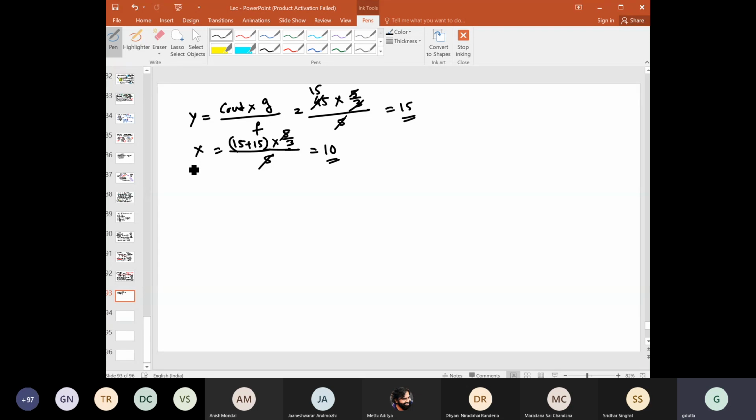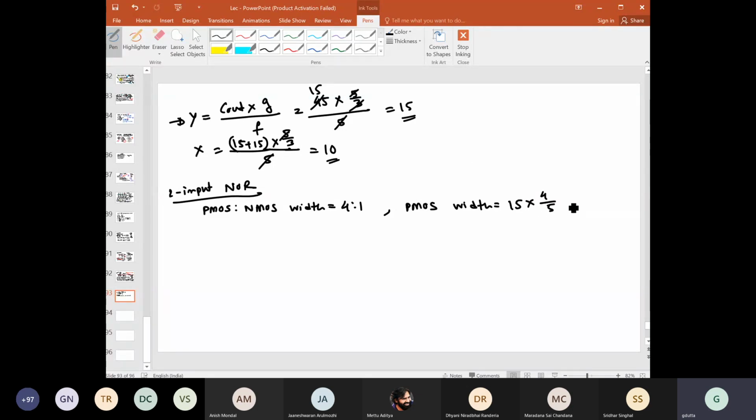Now the transistor sizing. So let us start with this 2 input NOR gate. What is the ratio of PMOS to NMOS width? 4 is to 1, right? So then what would be the PMOS width? Out of 15, it will take 4 out of 5, right? And what would be this NMOS width? It will be 1 by 5 of 15, right?